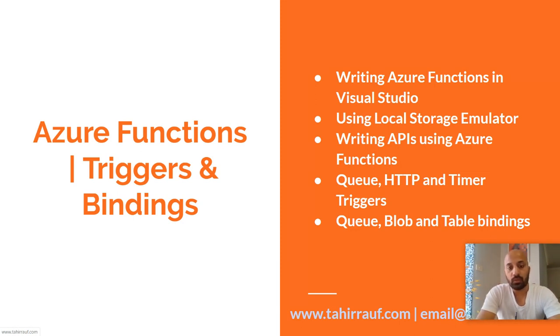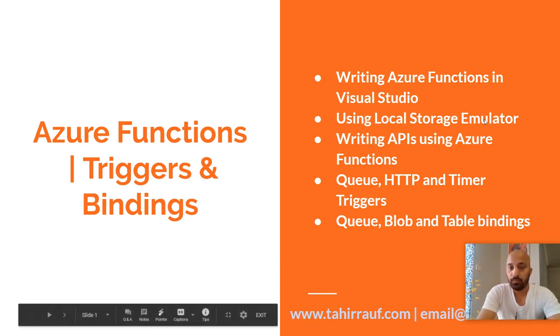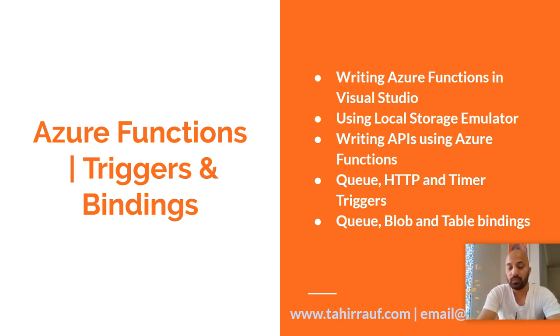We're going to talk about how we can write triggers and bindings within Azure Functions to integrate them with Azure services. We will see how we can write Azure Functions in Visual Studio and use the local storage emulator instead of connecting it with your actual Azure account. We will also have a look at how we can write APIs using Azure Functions.